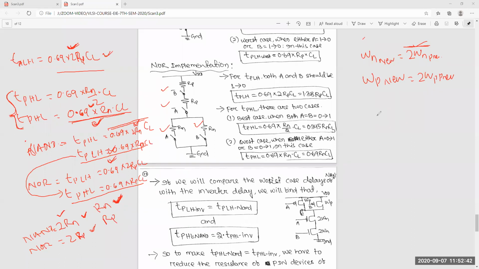Now think here. We know Wp already, means if you increase these two things here, which transistor has more area? PMOS. PMOS transistor has more area.